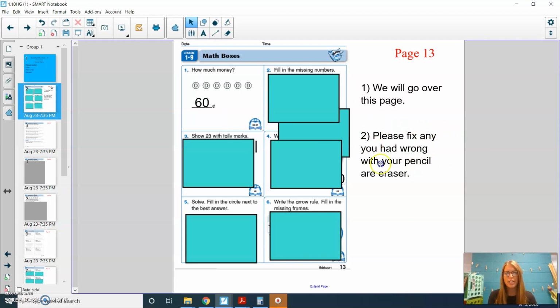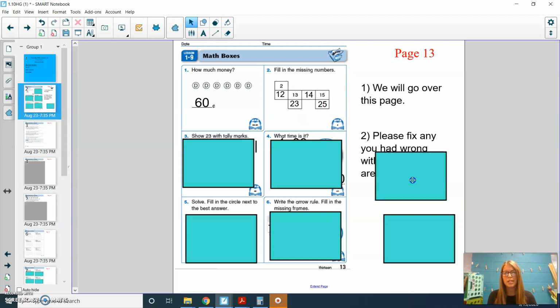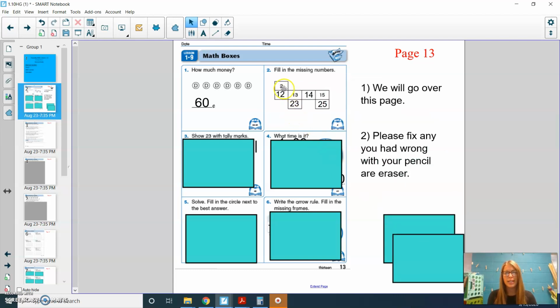So for question number 1, we needed to figure out how much money. Now I know a dime is worth 10 cents, so I'm counting by tens. 10, 20, 30, 40, 50, 60. 60 cents. For question number 2, fill in the missing numbers. So if I'm at 2, 10 more than 2 would get me to 12. Then they give me 13. 10 more than 13 would get me to 23. 1 more than 13 would be 14. They give me 15. And then 10 more than 15 would get me to 25.